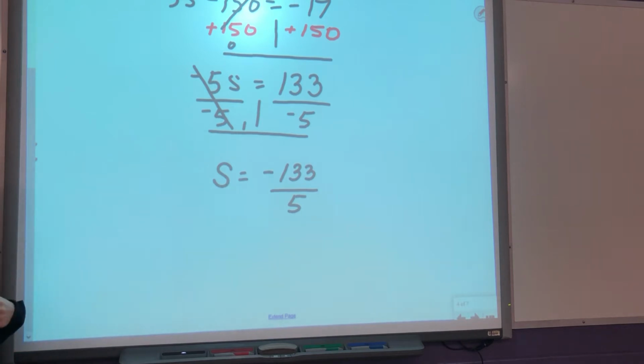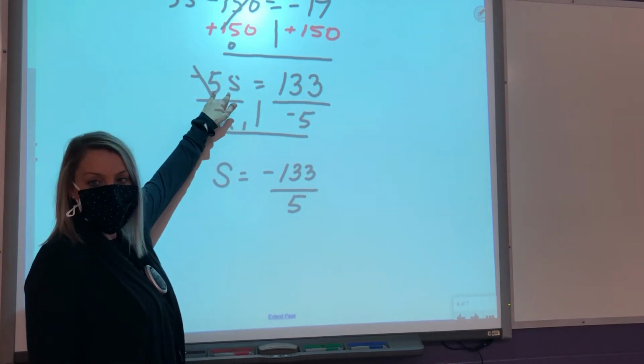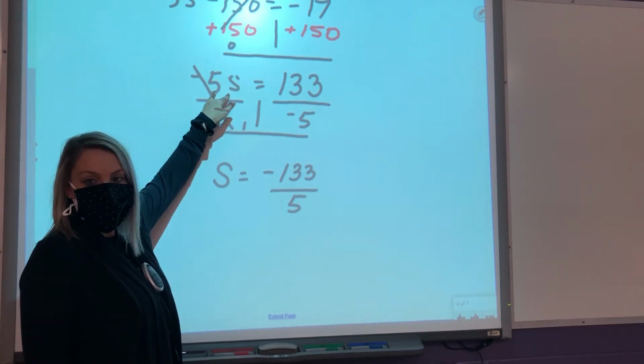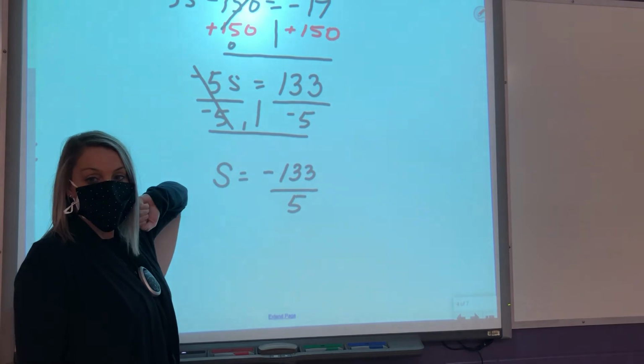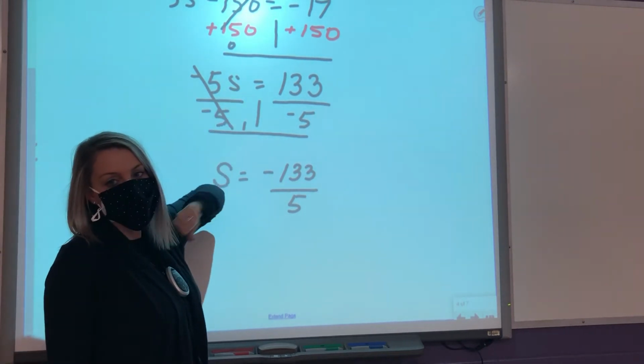Yes? I thought we were supposed to do the opposite of what, like, because negative 5s is a negative, wouldn't we add 5 to it? No, because negative 5 and s are being multiplied together. So you divide. There's no operation in between 5 and s, so that tells us it's multiplication.